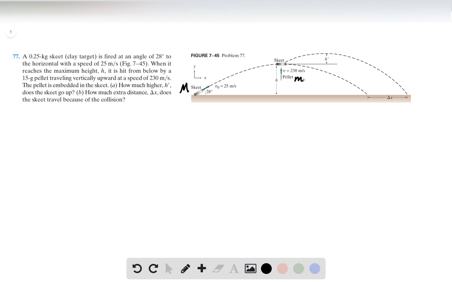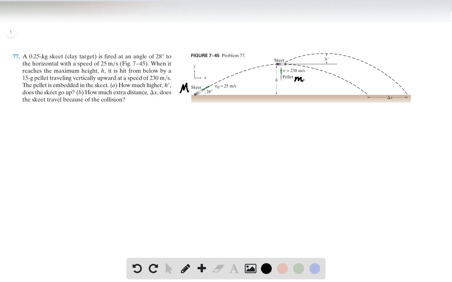So afterwards, it acquires an extra velocity in the vertical direction, and because of that extra velocity, its trajectory changes and it travels an extra distance in both the x and the y direction. So we want to know how much higher it gets because of this collision and how much extra distance it travels in the horizontal direction.